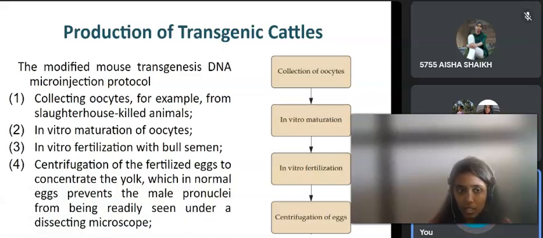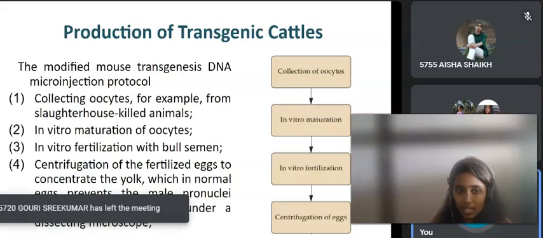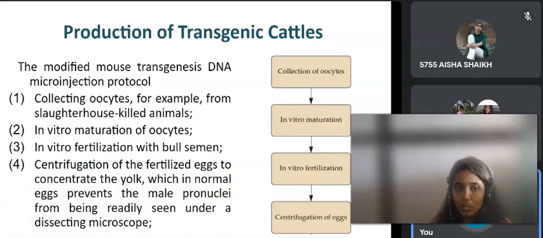Okay, this is how we did in mice. We super ovulated the mice and we took out the eggs. But in here, what we will do is we will collect the oocytes, that is eggs, from the slaughterhouse. Why? Because after killing the animal, the egg is just going to go waste from its body. So we just collect those eggs.